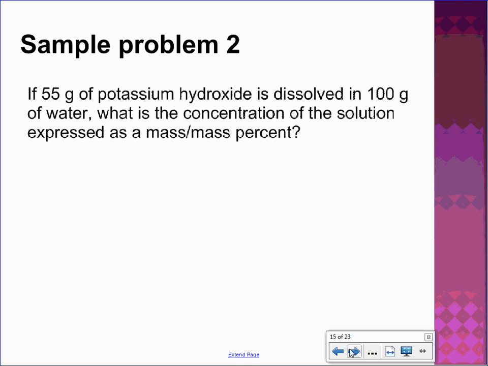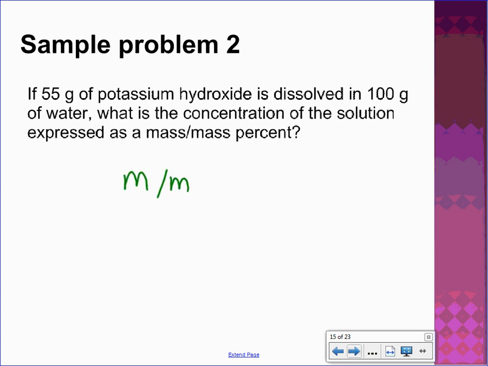So in the following problem, we have 55 grams of potassium hydroxide dissolved in 100 grams of water. We're asked what is the concentration of the solution, expressed as a mass percent.